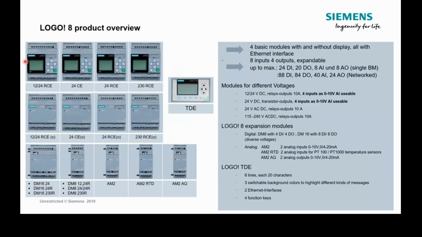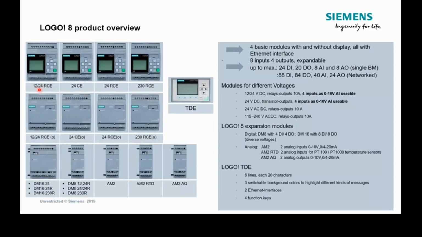So just quickly to make you aware of what's available, we have 4 base modules or CPUs that come with the screen and keypad. They all have 8 digital inputs and 4 digital outputs. If you see an R below the device, that means those digital outputs are relays, and they're rated up to 10 amps, as we can see over here on the right hand side.